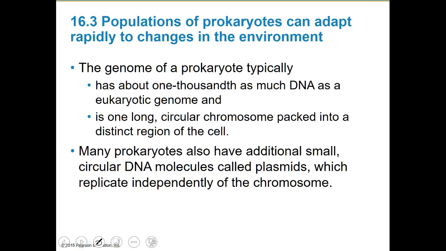So the genome of a prokaryote typically has about 1/1000th as much DNA as the eukaryotic genome. It's usually in one long circular chromosome packaged into a distinct region of the cell that we call the nucleoid space. Many prokaryotes also have an additional circular piece of DNA that we call plasmids, which replicate independently of the chromosome. We talked about plasmids, I think, if we did DNA technology. I might be thinking of the college class, so you have to tell me if we did or didn't. But plasmids are often used for DNA technology.